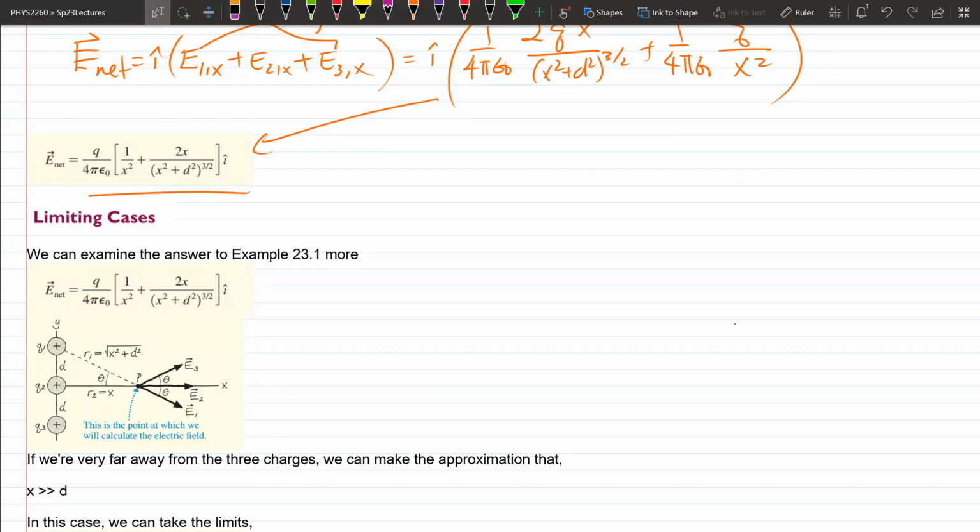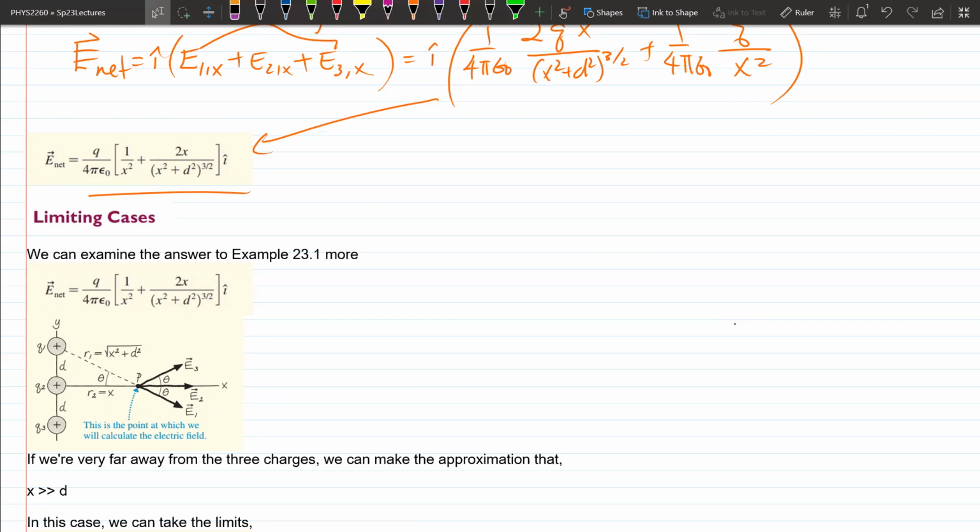Any questions about that? You just plug it in. Well, we use the electric field equation twice because we know that E1 and E3 are the same in the x direction. And then E2 is pretty simple, right? So you want to look for these simple ways to do it.